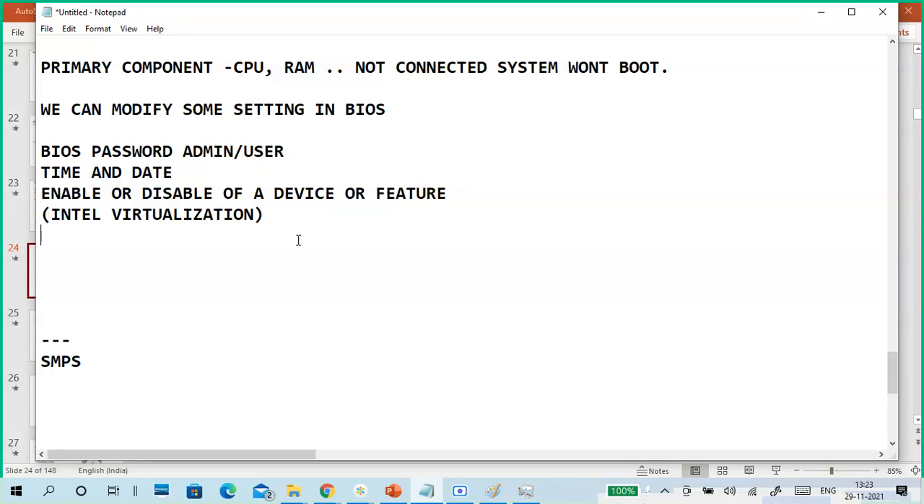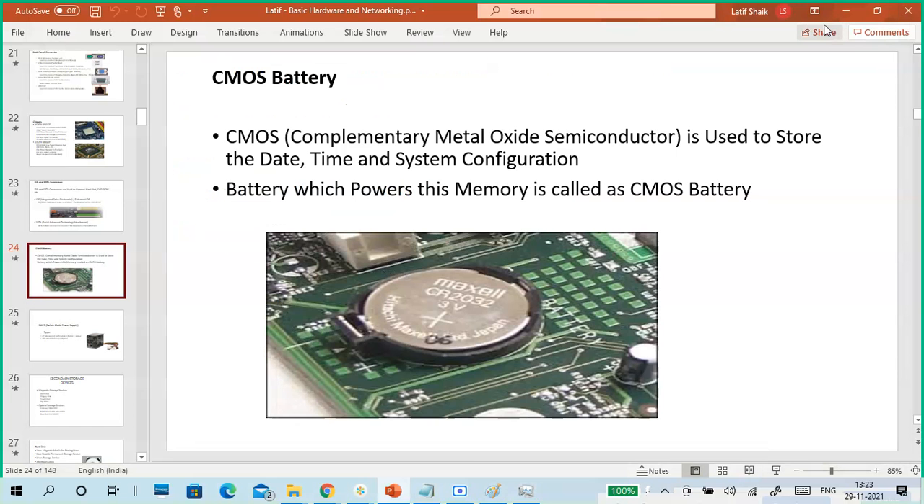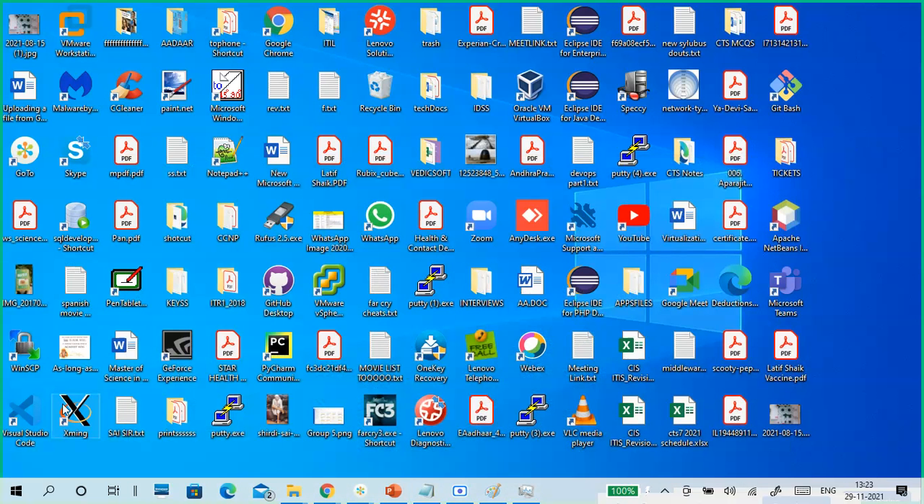Okay, so like that. And also there are a lot of things like boot priority. I will show you a very small part. Okay, so just go through it once.